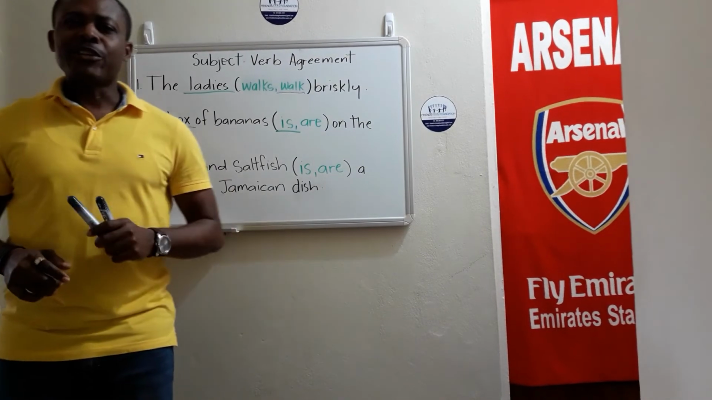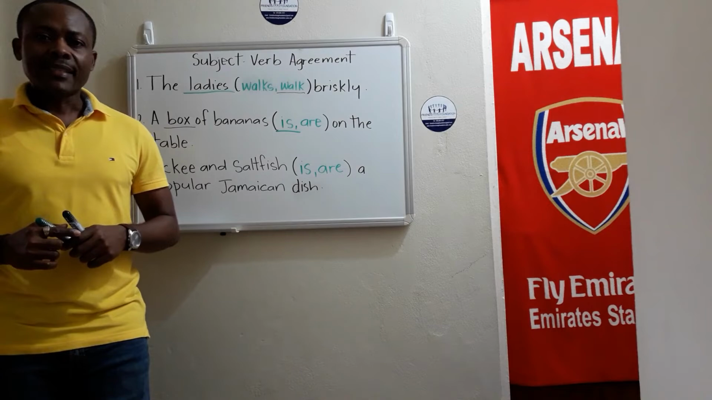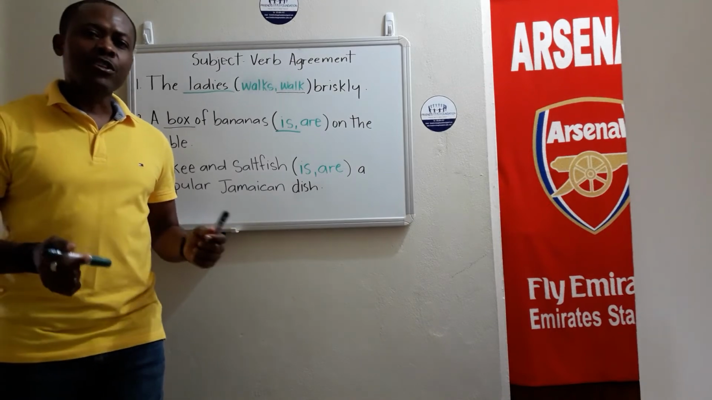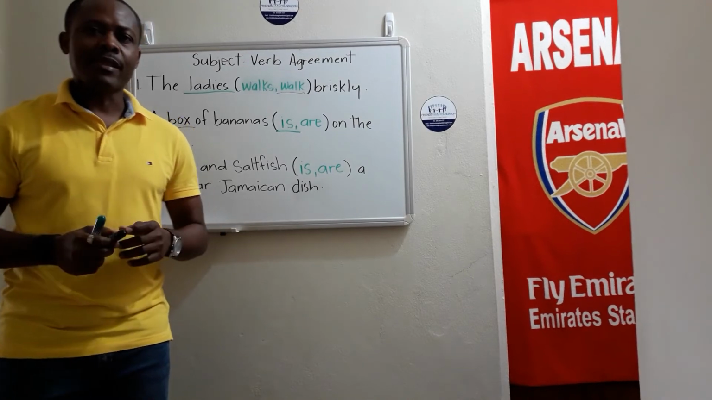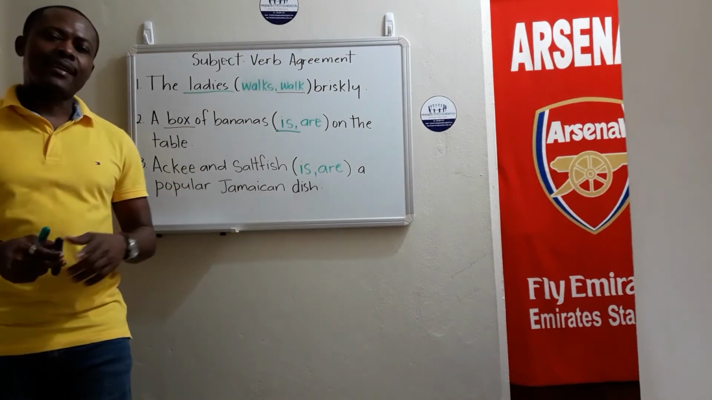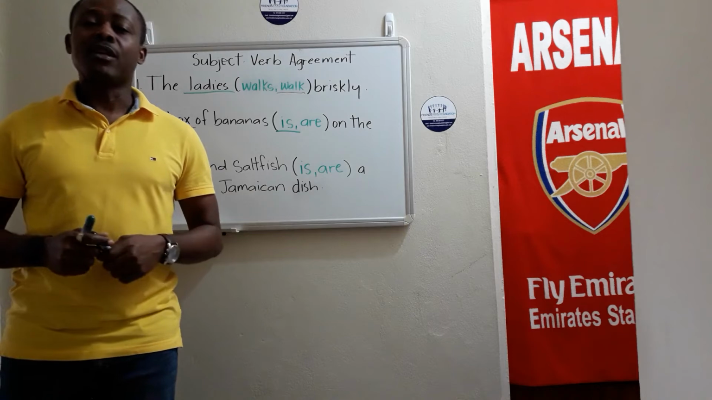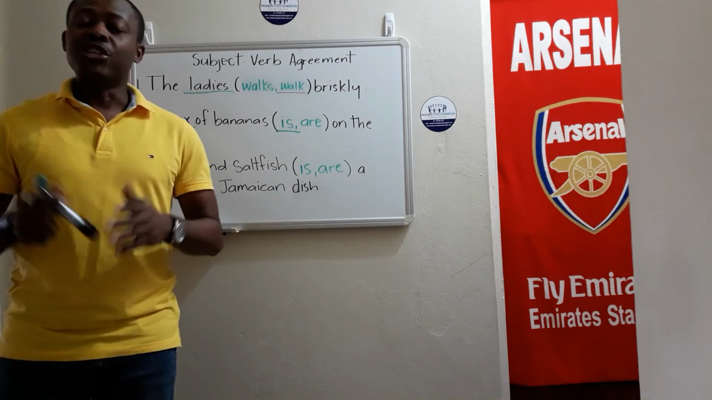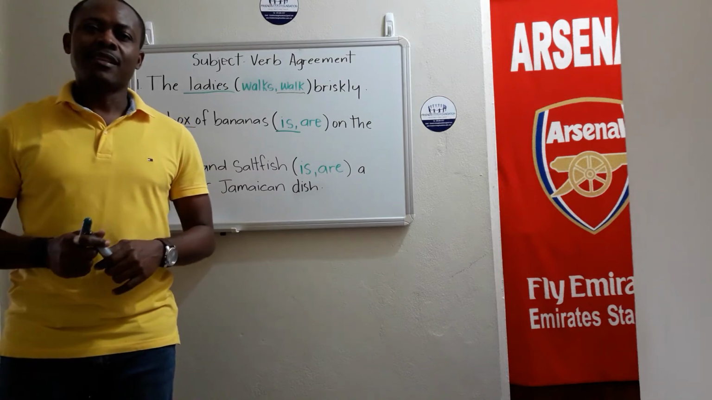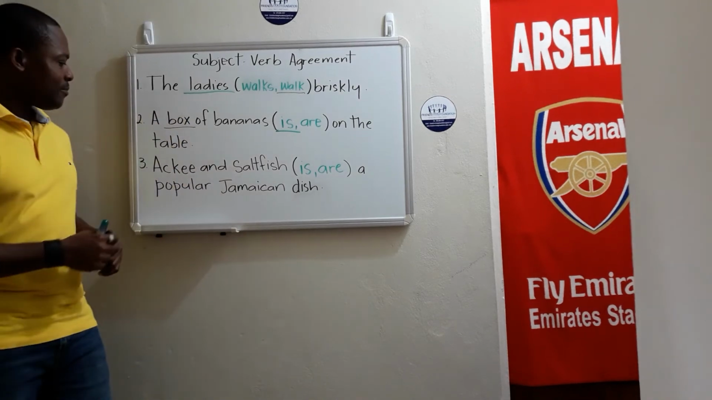The mistake that many users tend to make here is that they confuse the object of the preposition as the subject. For example, the user may think that the subject is bananas and say bananas is more than one. However, bananas would be the object of the preposition, not the subject of the sentence. Let's move on to our third.